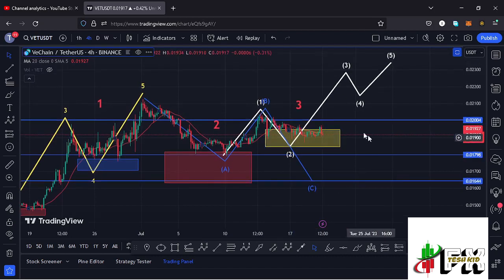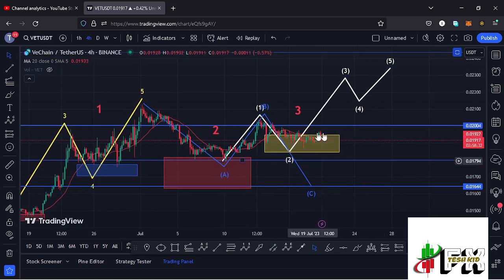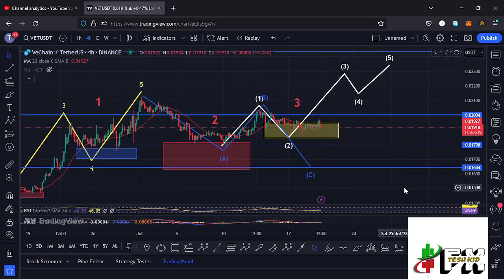But as long as we are holding within it, then my primary scenario is that Vechain soon is going to give us a pump in the formation of this wave 3, before we can expect a wave 4, then continue gearing up in the formation of that wave 5. And that is what I'm keeping my eyes on the short term here on the Vechain chart.